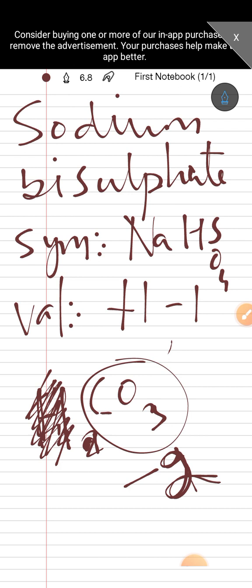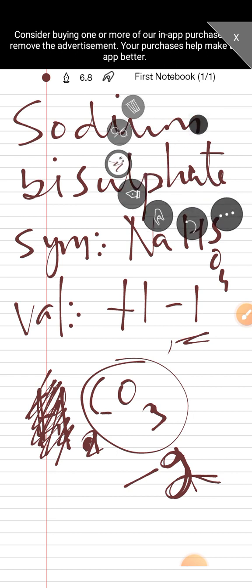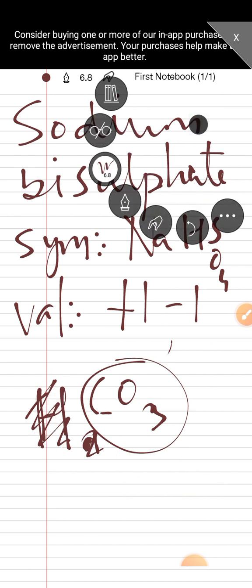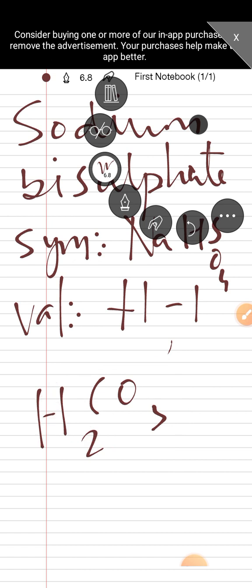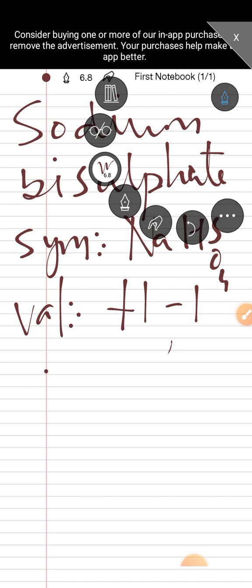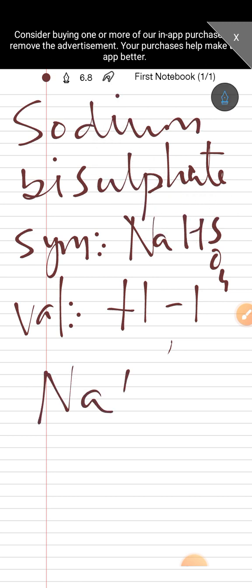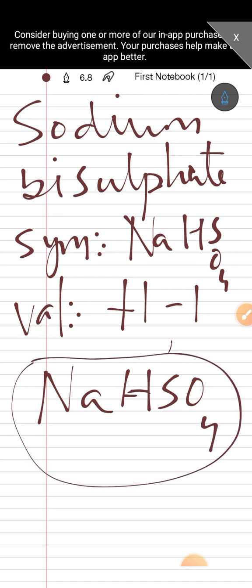Similarly, the charge on sulfate is -2, but here what is given? Bisulfate is given, so that's why -1. Right, so what will be the formula of sodium bisulfate? It will be NaHSO4, because the charges cancel out. So NaHSO4 is the formula of sodium bisulfate.